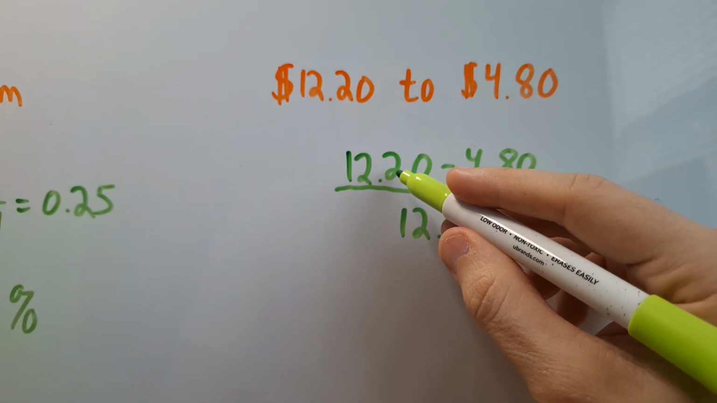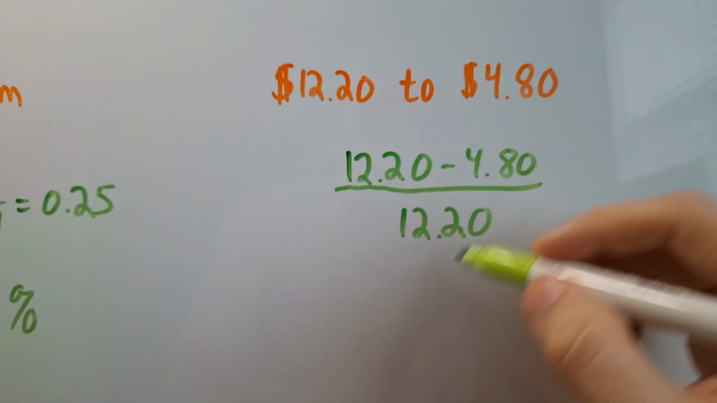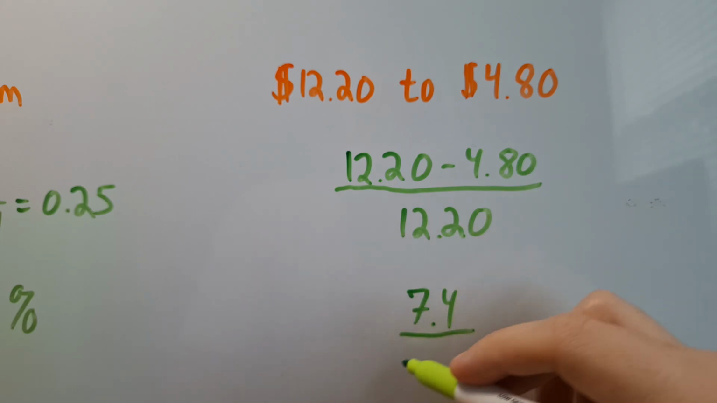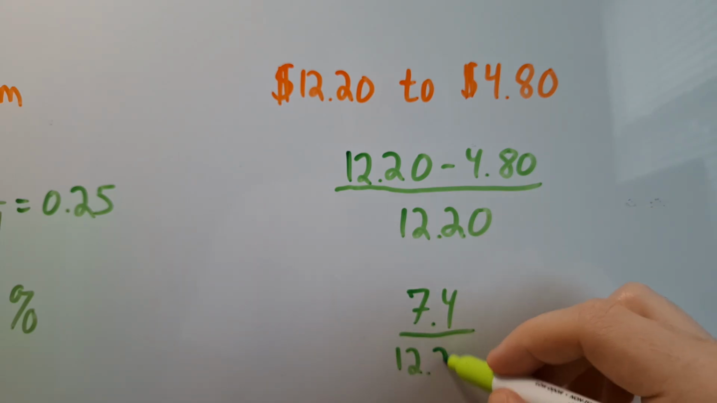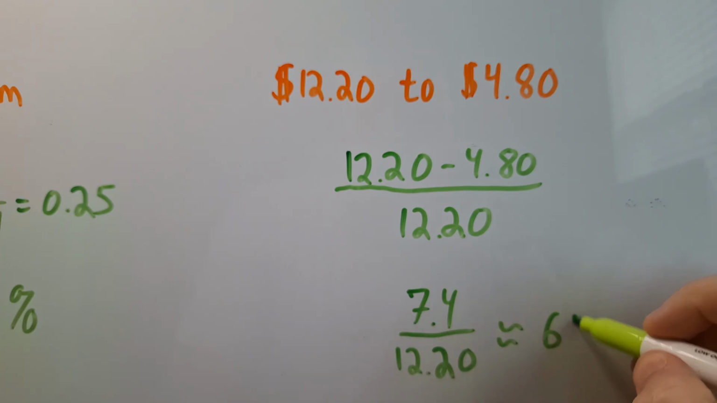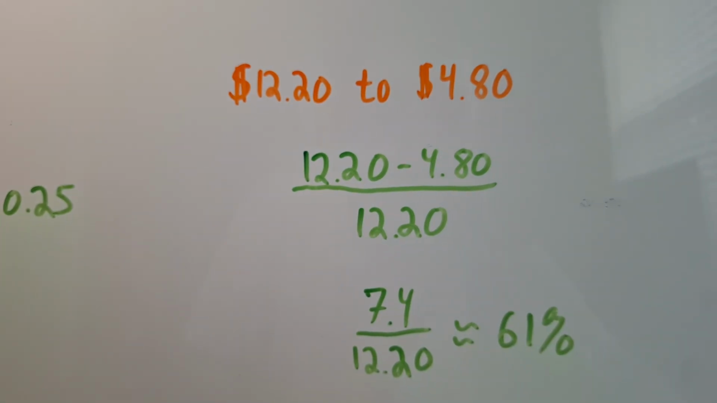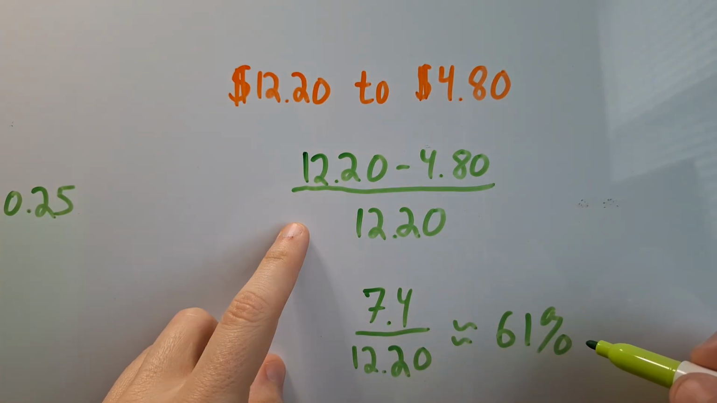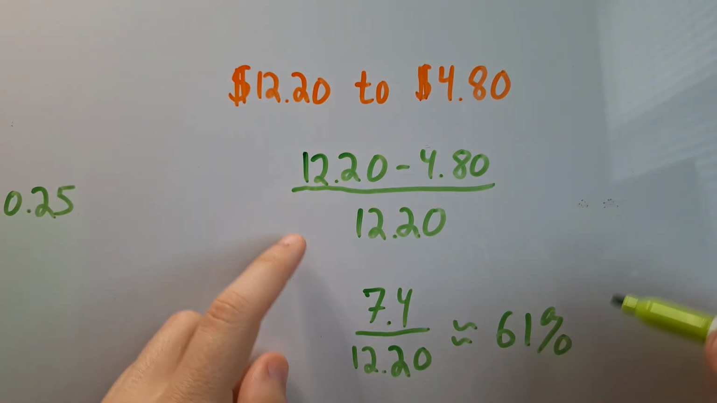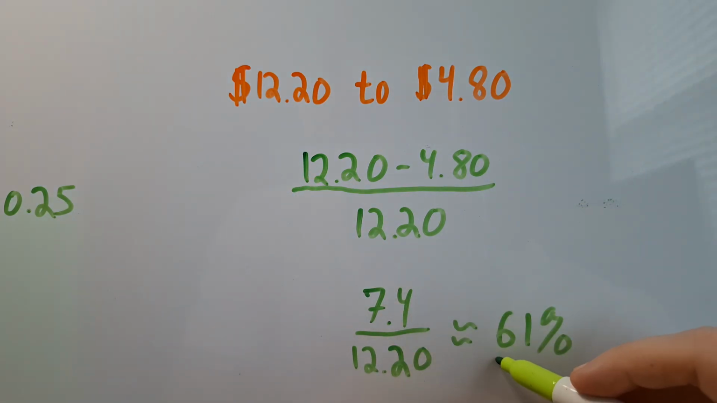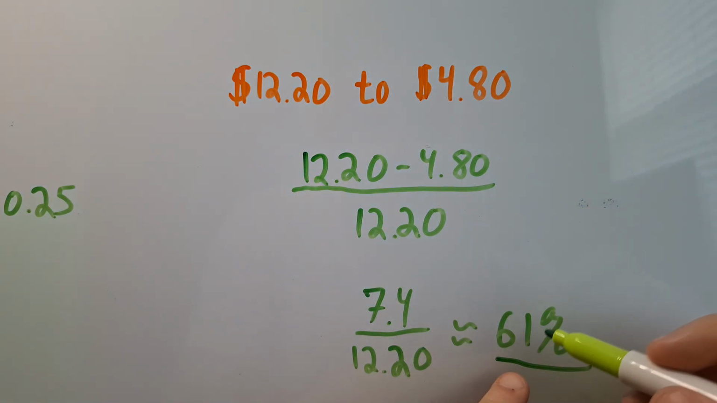So 12.20 minus 4.80 gives me 7.4 over 12.20. This roughly approximates to 61% when you round to the nearest percent value. And again, I like this amount of change over original amount. Find that difference divided by the original amount, and you got your answer, because you'll always get a positive number this way.